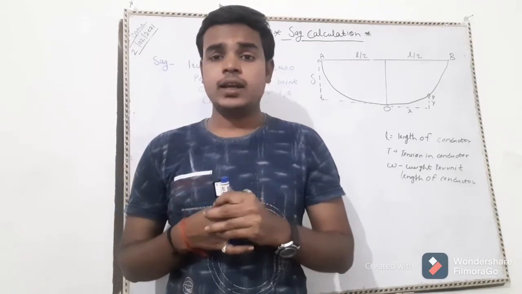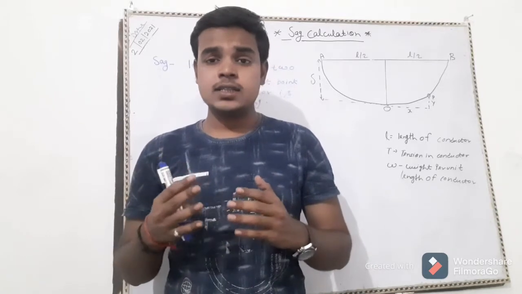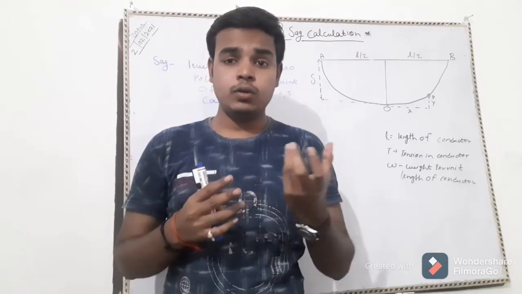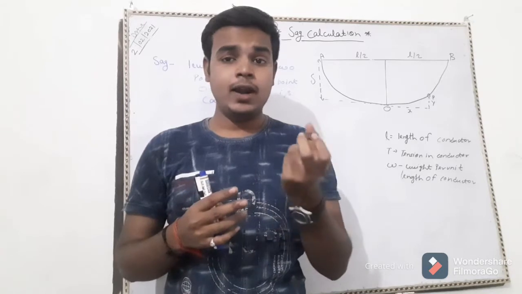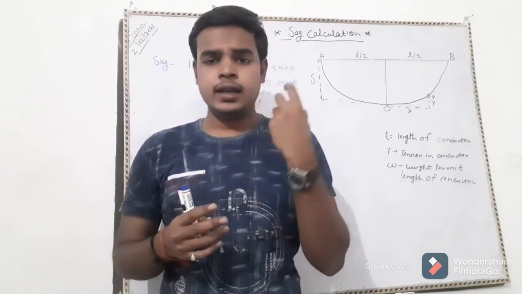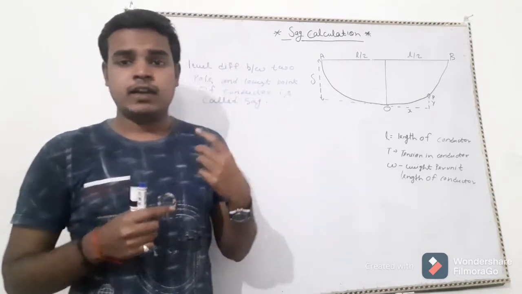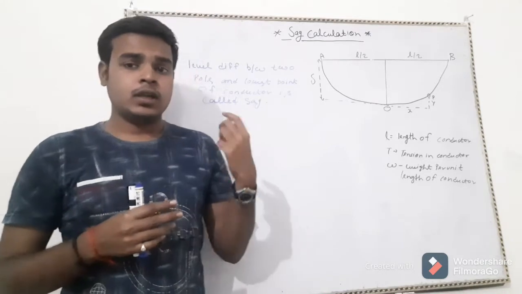फर्स्ट ऑफ ऑल हम लोग बात करेंगे व्हाट इज सैग। सैग इज नथिंग बट डिफरेंस ऑफ लेवल बिटवीन टू पोल एंड लोवेस्ट पॉइंट ऑफ conductor is called sag. Here is mentioned what is sag. You can see here definition of sag in easy way.